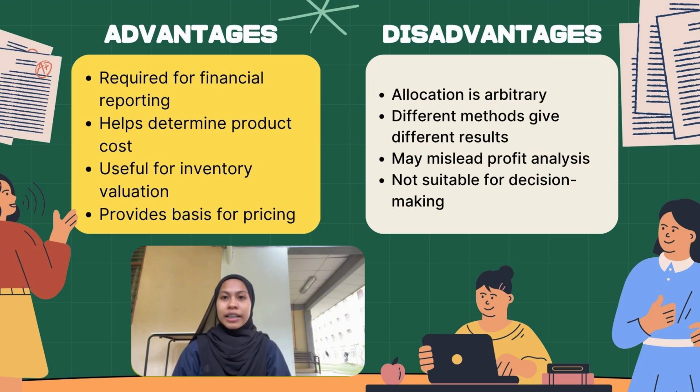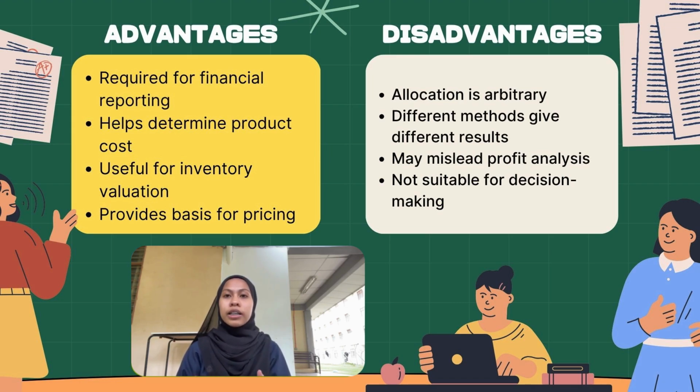Most importantly, joint cost allocation is not suitable for decision making. This is because joint costs are already incurred and cannot be changed. So, for managerial decisions such as whether to produce more or whether to process further, managers should focus on incremental cost or incremental revenue instead of allocated joint costs.